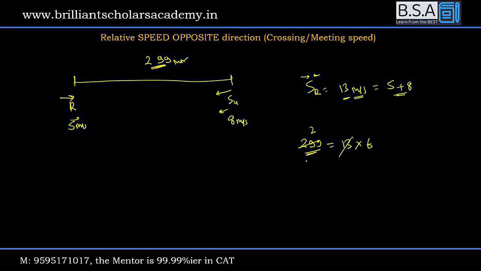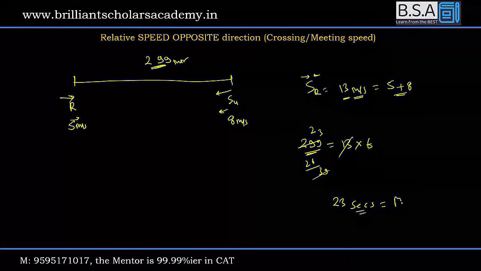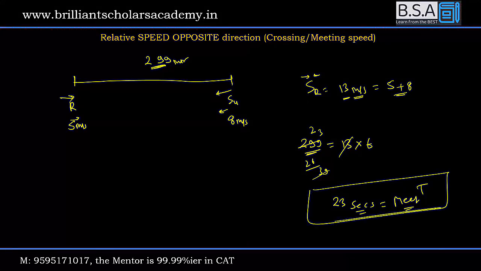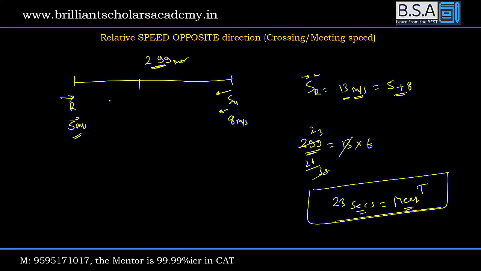So cancel: 2 times is 26, 3 times is 39, gone. So in 23 seconds, they will meet. Time of meeting is 23 seconds. You want to know how much this person has traveled? It will be 23 into 5. You want to know how much this person has traveled? 23 into 8. Relative speed, we are using it to answer the time of meeting. How much time will it take for them to meet?